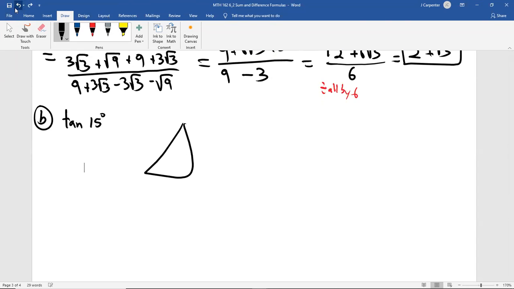Well, the next step up is the sum and difference formulas. Well, I could use 45 and 30 in this, and we know how to handle 45s and 30s. So we change it to the tangent of 45 minus 30. Third time we've seen that one today.